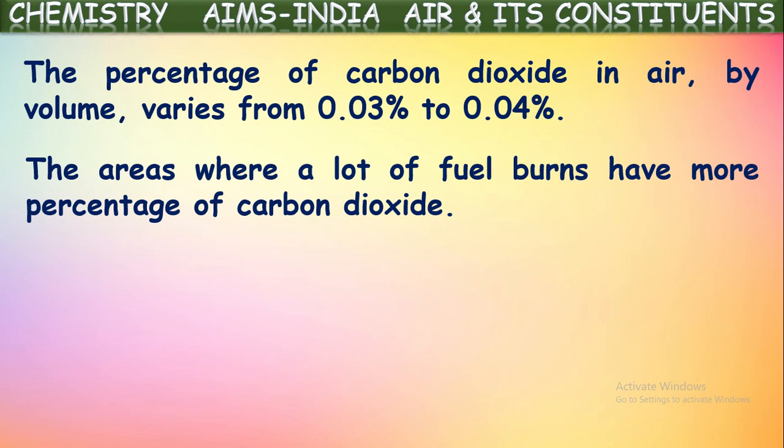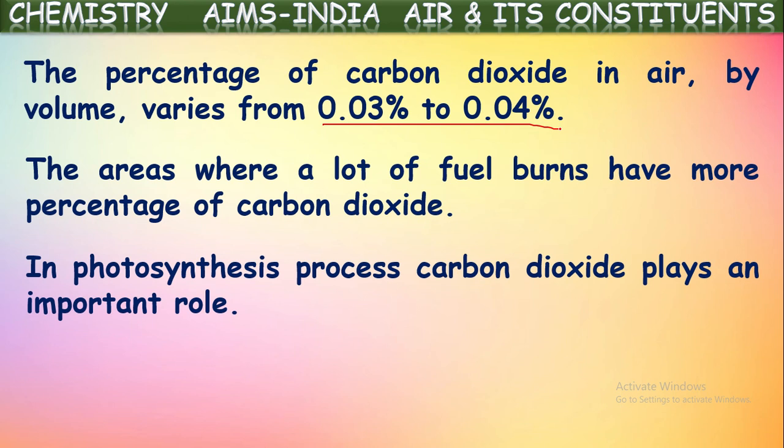The areas where a lot of fuel burns have a higher percentage of carbon dioxide. So why do we say it is varying? It means in certain areas more fuels will burn. If you see cities and towns, there will be more vehicles and industries. There will be continuously burning fuels. So by the burning of fuels, more carbon dioxide will be produced.